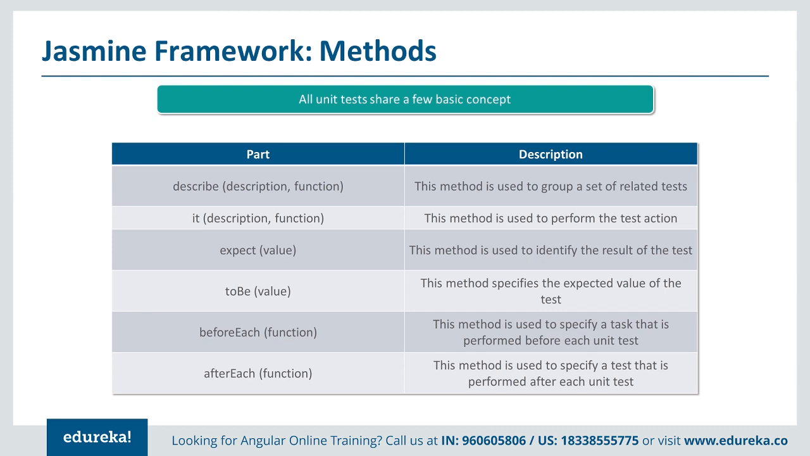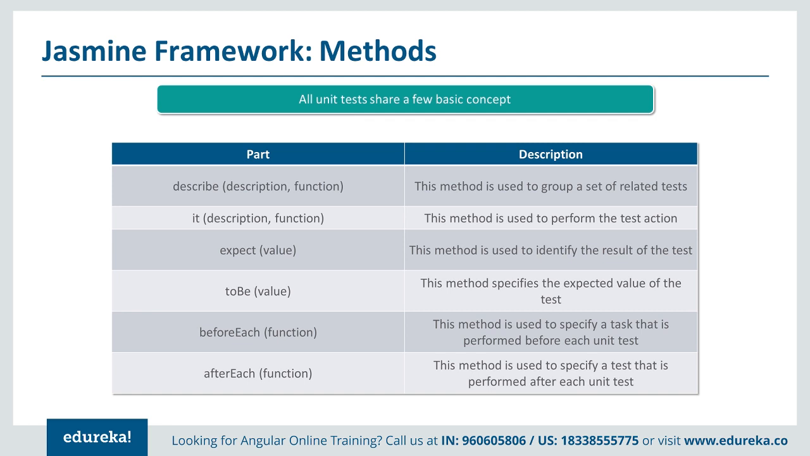The Jasmine framework has methods like these, and here is what each method does. Describe takes the script name, whatever you want to give, and a callback function. This method is used to group a set of related test cases. These are the methods provided by Jasmine. It is a method used to perform the real testing: what do you want to test? Expect is an assertion. You are passing something and you are expecting it to match that.